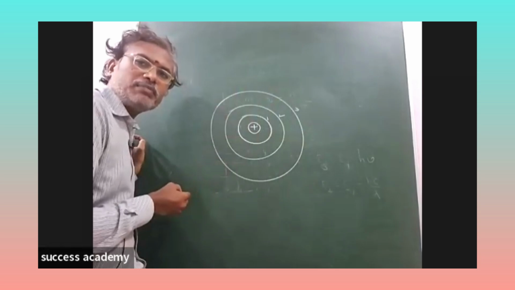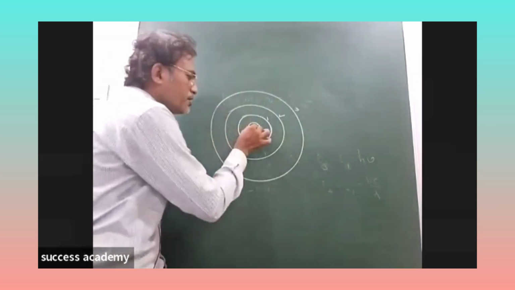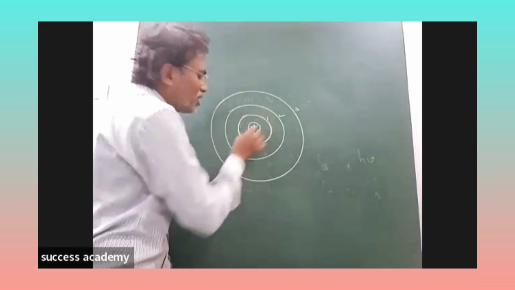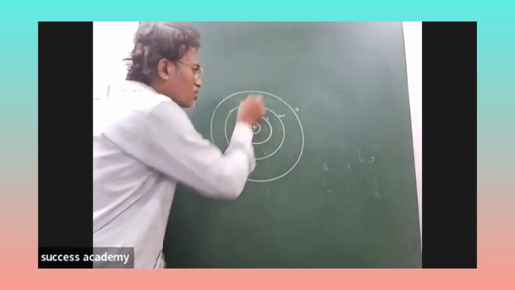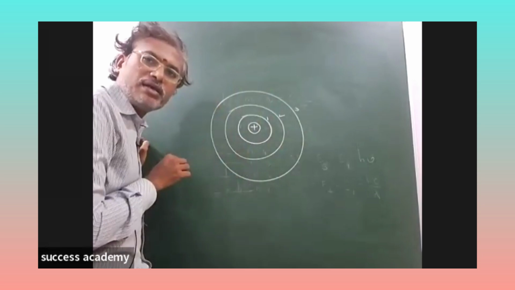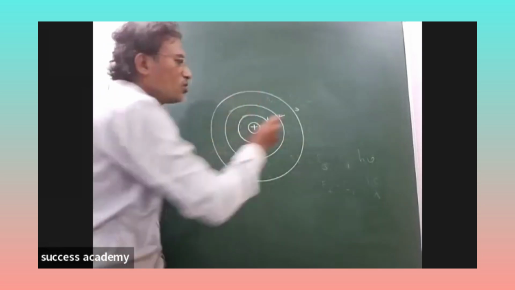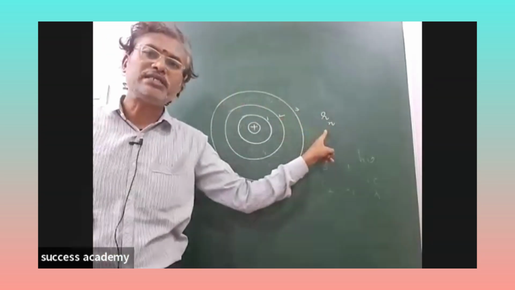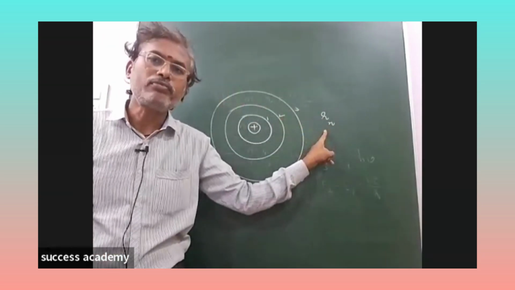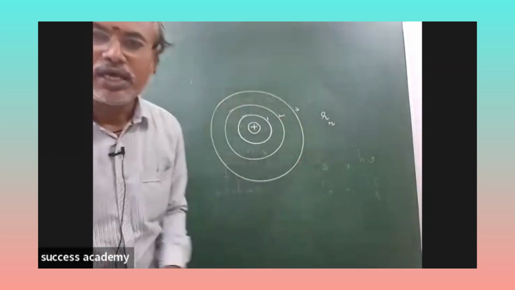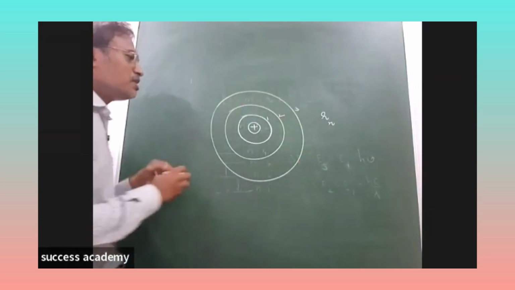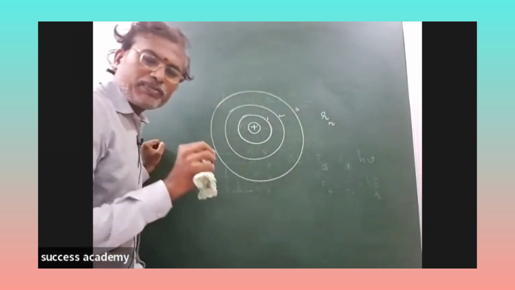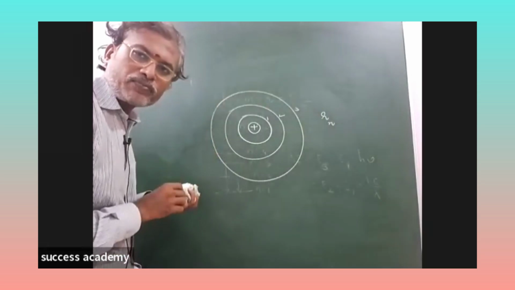Orbit to orbit, the radius changes. This is the center. From the center to the first orbit, R1 is the radius. From the center to the second orbit, R2 is the radius. From the center to the third orbit, R3 is the radius. From the center to the nth orbit, we take it as Rn. The radius of the nth orbit is represented as Rn. Now listen carefully, based on this we need to calculate the Rn value. For that purpose, I am taking the following concept.